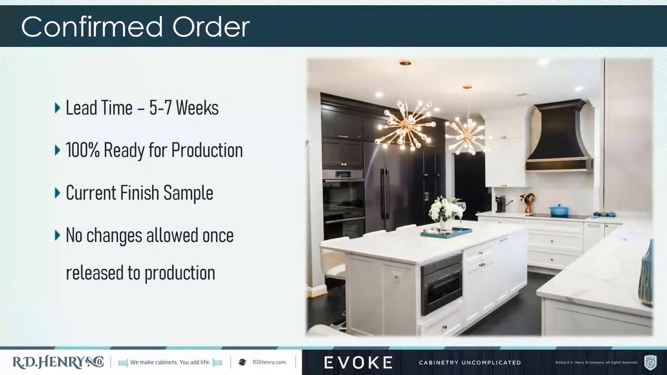With confirmed orders, once it is submitted and reviewed, it will automatically go into production. You will not get confirmation paperwork back with these orders. So you'll want to make sure that everything is double checked, everything is accounted for, and you don't need to make any changes before you place that order, because once it's submitted, that's it. Confirmed orders will fall into the 5 to 8 week lead time. Once the order is submitted into production, there are no changes allowed.